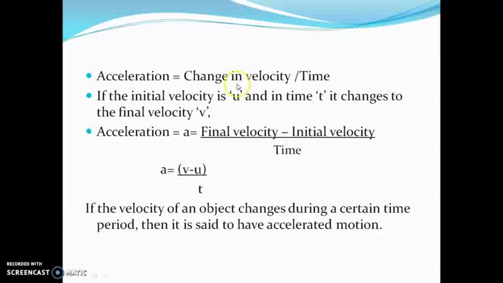So if we see the formula of acceleration, it is change in velocity upon time. If the initial velocity is u and in time t it changes to final velocity v, then acceleration, which is denoted by the symbol a, is defined as final velocity minus initial velocity upon time. That is, if we use the symbols, a is equal to v minus u upon t, where v is the final velocity, u is the initial velocity, and t is the time. If the velocity of an object changes during a certain time period, then it is said to have an accelerated motion.